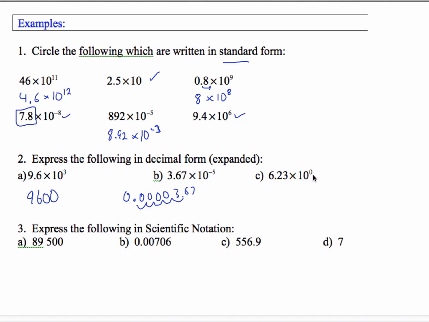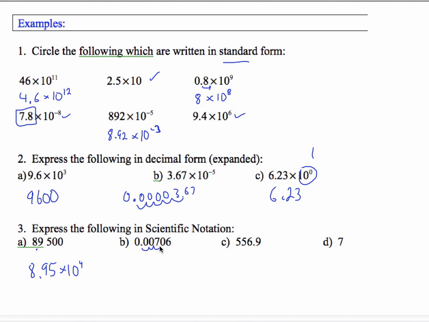Okay, the next one is just actually equal to 1, so it's going to be 6.23. And here the decimal has to go 4 places, so 8.95 times 10 to the power of 4.